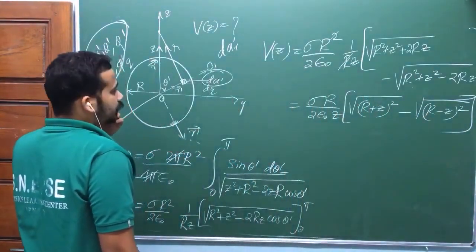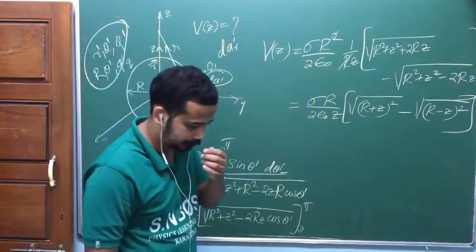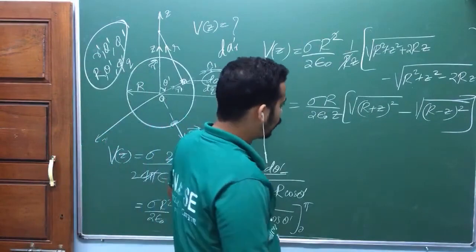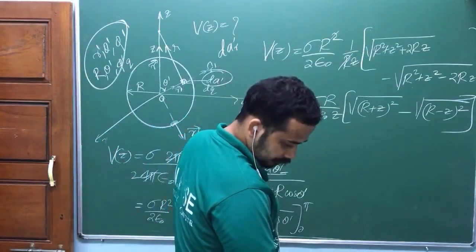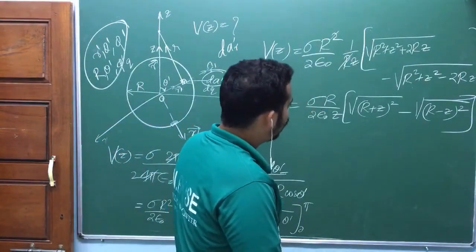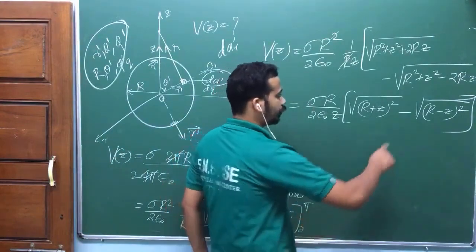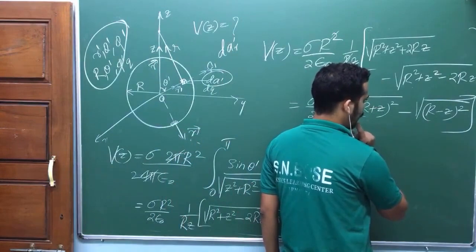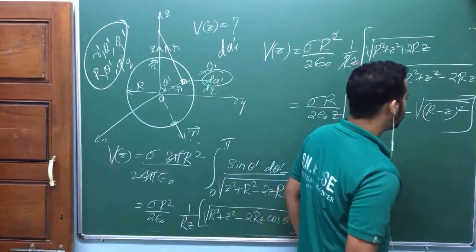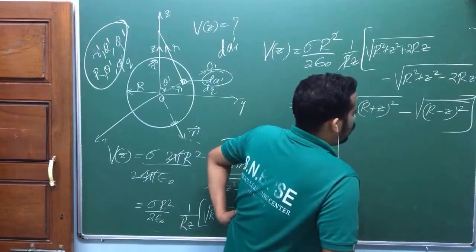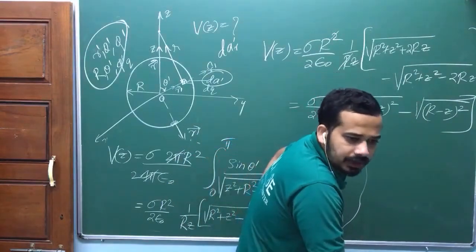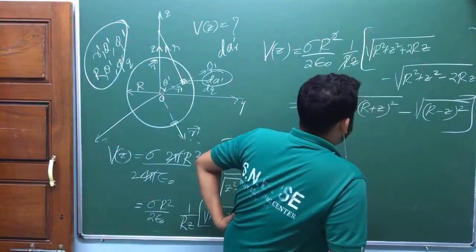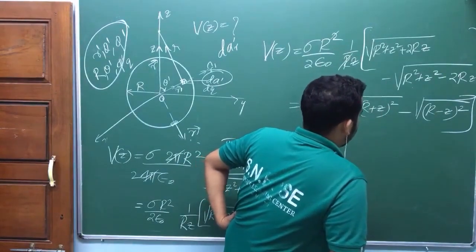Which is higher? Z is higher or r is higher? Speak out. In this case, Z is higher, am I right? So that's why the root of r minus z the whole square, if you write that one as r minus z, that would be negative, am I right? Yeah, that's what I'm saying.